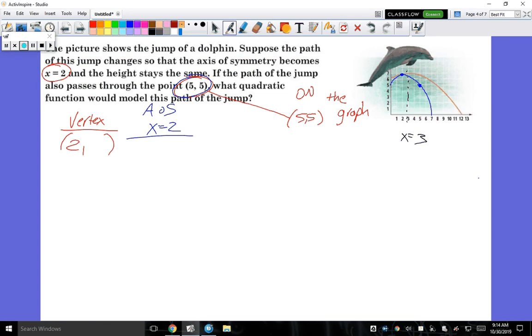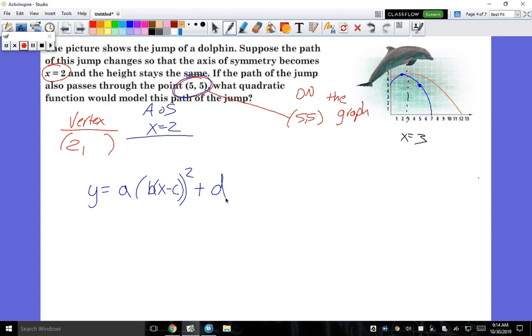So let's go to the vertex form. Y is equal to a(x minus c) plus d. Okay?